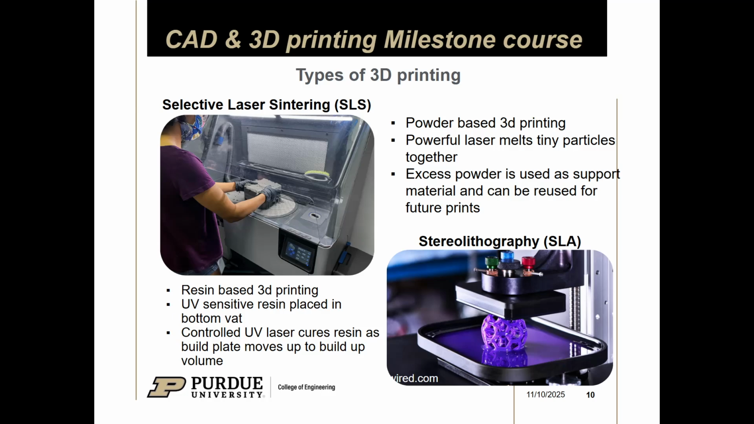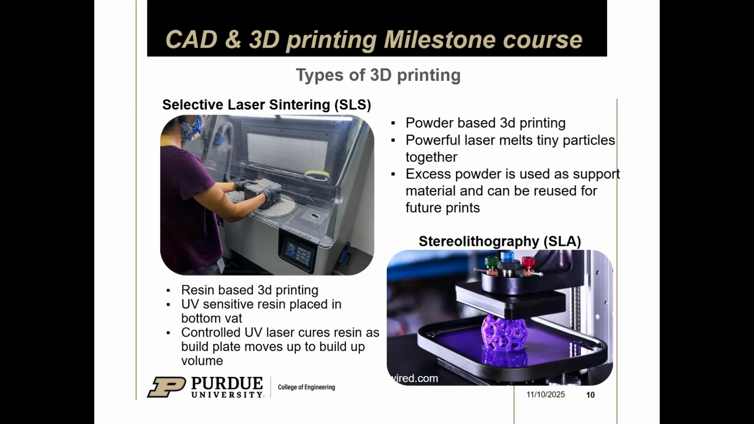But this resin is activated with UV light. So they basically have a very high resolution, almost like a display or a TV on the bottom that will precisely shine UV light. It'll partially cure the part, and then the build plate will move up a little bit. It'll shine another light, and it'll do that over and over again until you have a nice part.